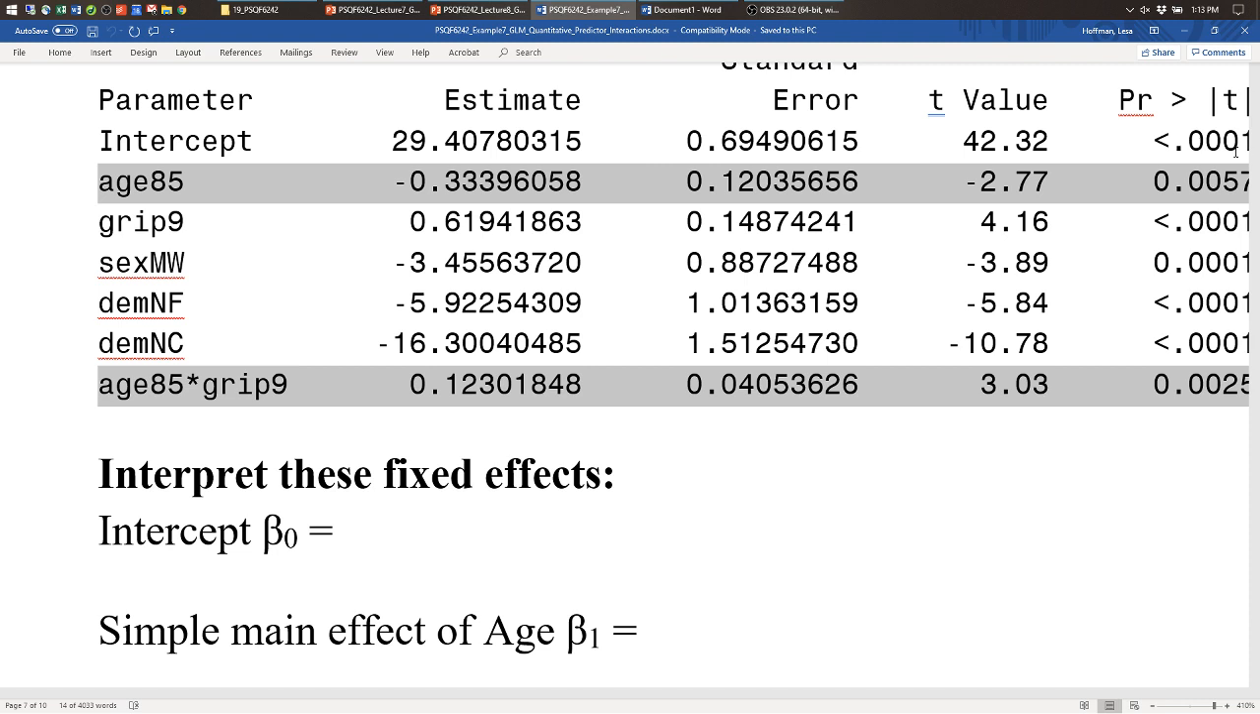So the age slope is minus 0.3 when grip is 9. For every unit additional grip, that age slope becomes less negative by 0.12. In other words, is age bad for you? Is it bad to be old? Yeah. But when is it less bad to be old? If you're stronger.